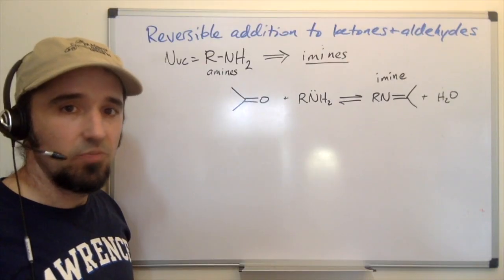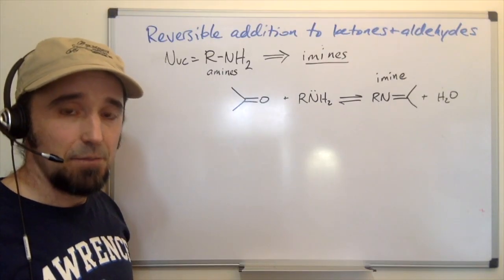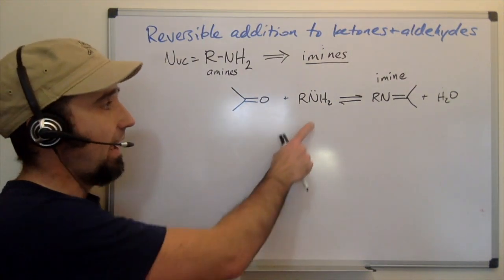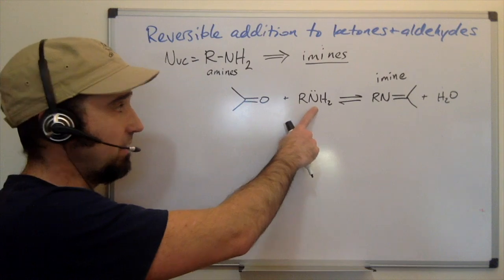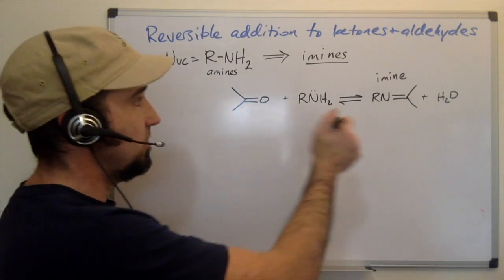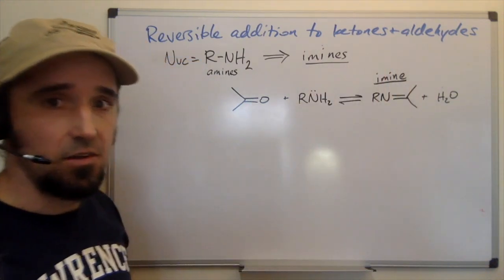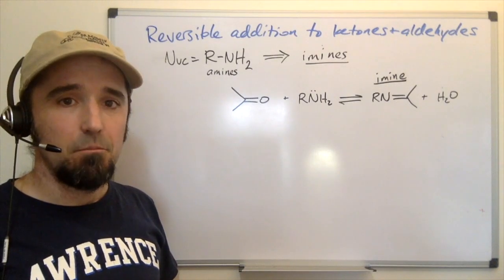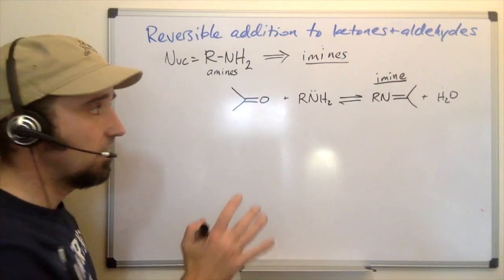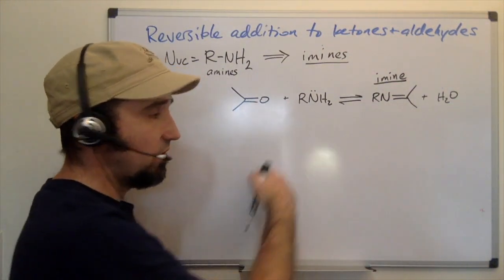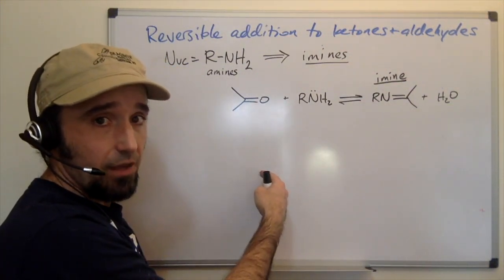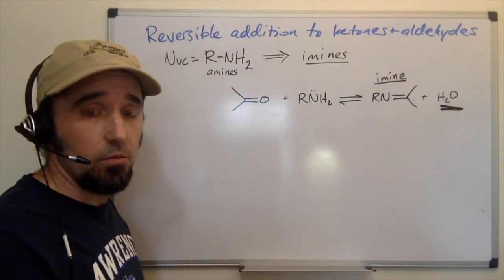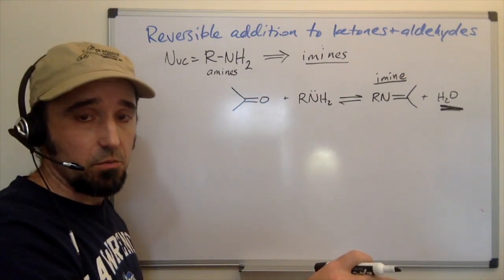Now let's talk about reversible additions of amines to ketones and aldehydes. Ketones and aldehydes add to amines, or rather amines add to ketones or aldehydes, to form imines, sometimes called Schiff bases, but imine is much better. Again, much like acetals, this equilibrium usually favors the left by quite a bit, but if we remove water as it's formed, we can push the equilibrium to the right.